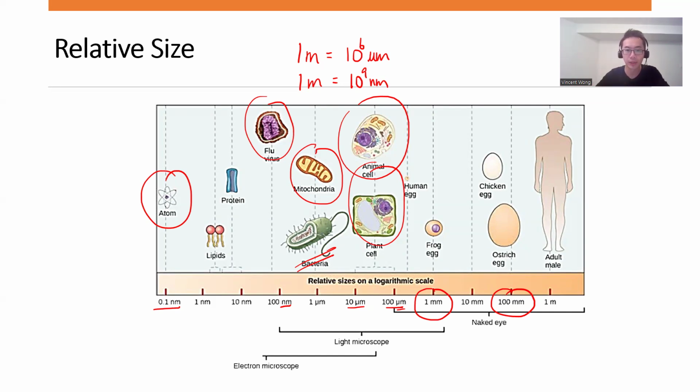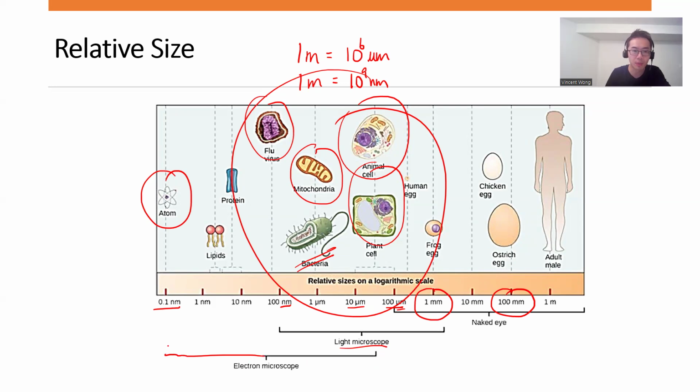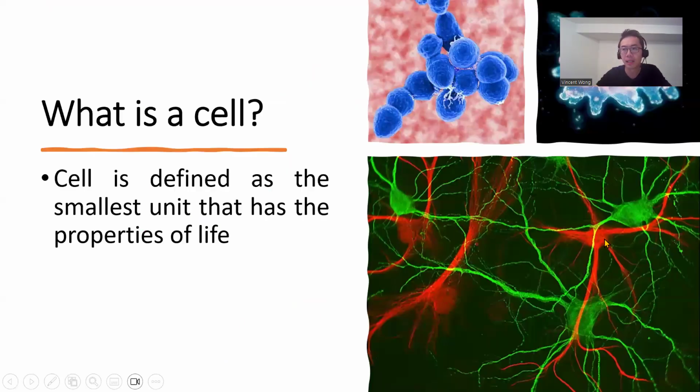So these things we can pretty much see with our naked eye, but for these things we need what's called a light microscope. And for things that are even smaller, to get really good details, we need an electron microscope. I'll show you some of these things in a bit.